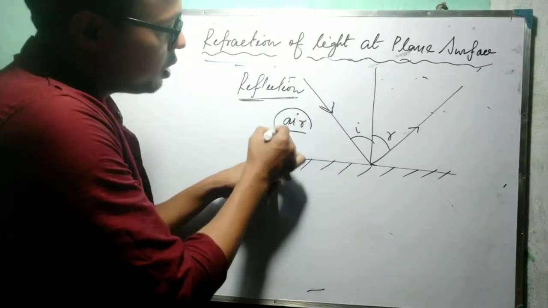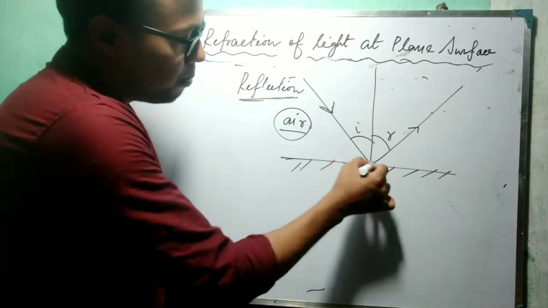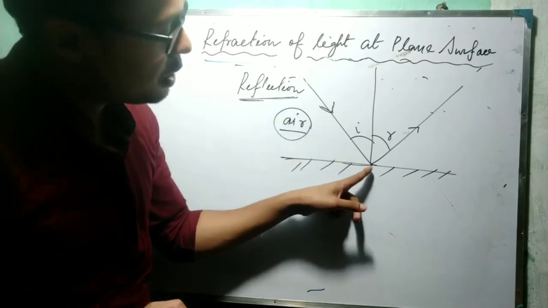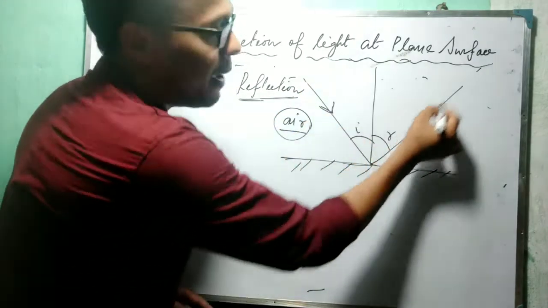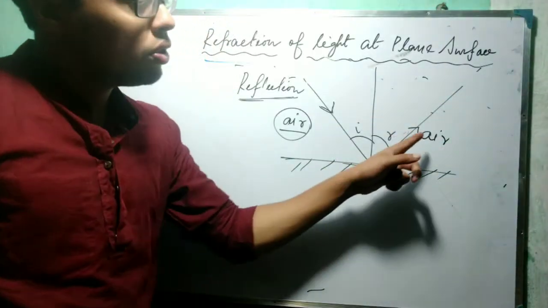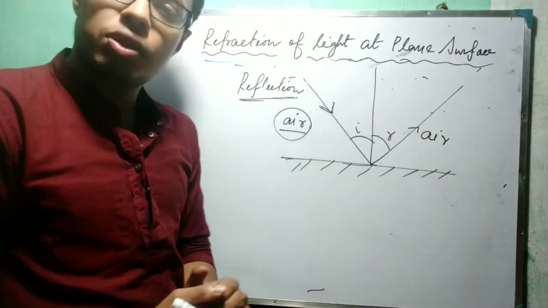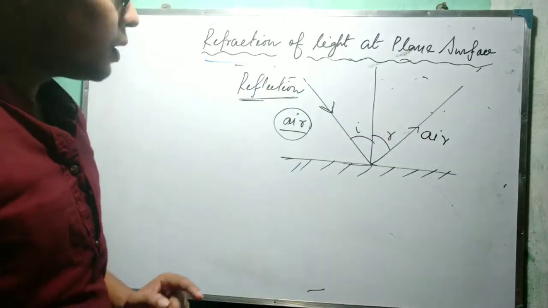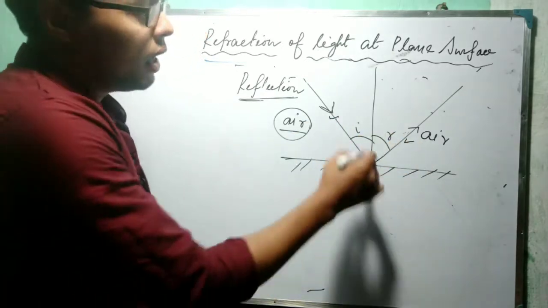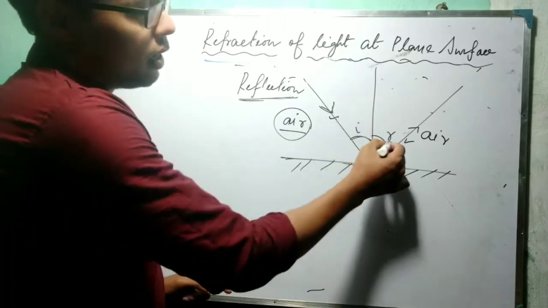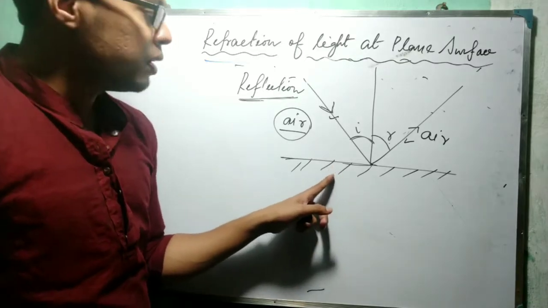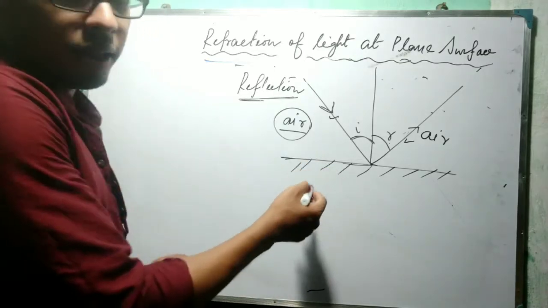Suppose you consider this is the air medium and this is the plane surface, and when the light comes from air, when it strikes the surface and if it goes back to the same medium, see this is also air, then this phenomenon is called the reflection of light. This is called the incident ray, this is called the reflected ray, this is the angle of incidence, and R is the angle of reflection. And this is a plane surface, actually a plane mirror, not a curved mirror.